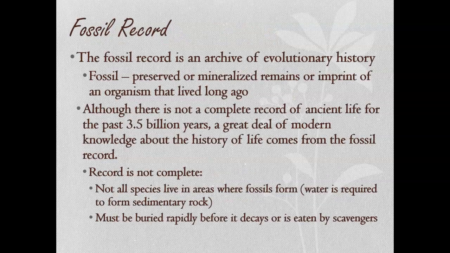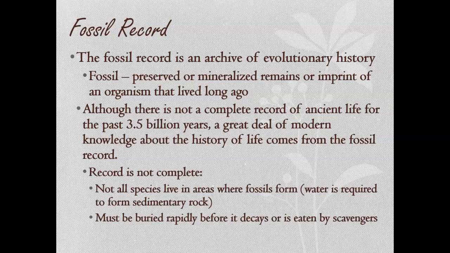So let's start with the fossil record, and this is one of our most concrete, if you will, pieces of evidence that evolution exists. So when we talk about the fossil record, this is an archive or a history of evolution on Earth. And remember that a fossil is any sort of preserved or mineralized remains of an organism. So most of you have probably seen bones of dinosaurs and things like that. Or they can also be imprints. So a leaf that fell into mud and now you see the leaf print that is left behind.